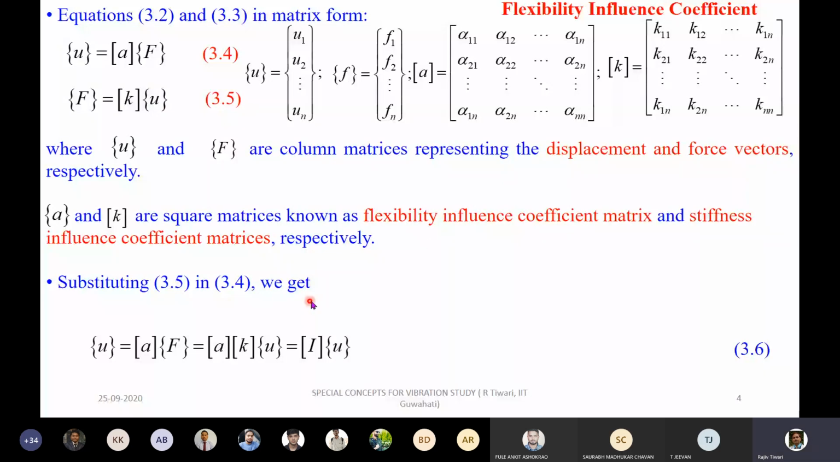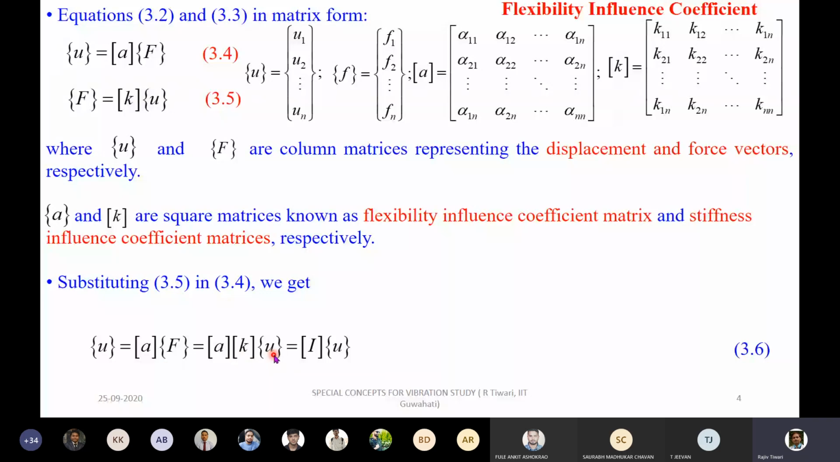Okay, so now if you see, the first equation contains F on the right side, but here we have F. If we substitute this F here, what will we get? U is equal to A K U. So that has been done here. So we are substituting F here. So we got K into U.